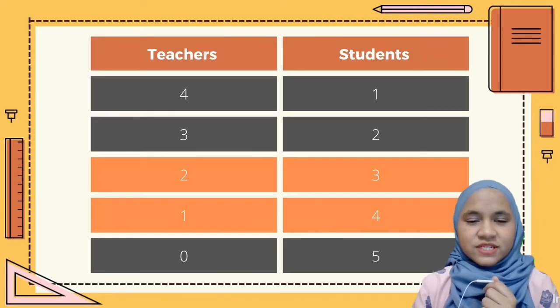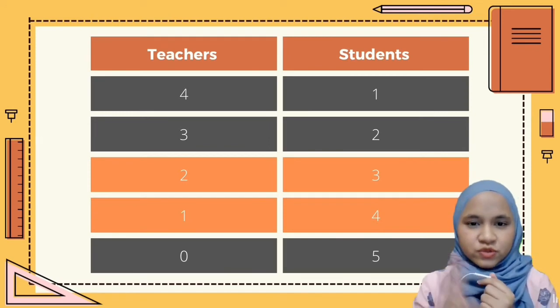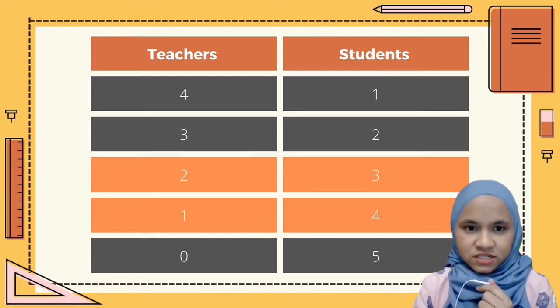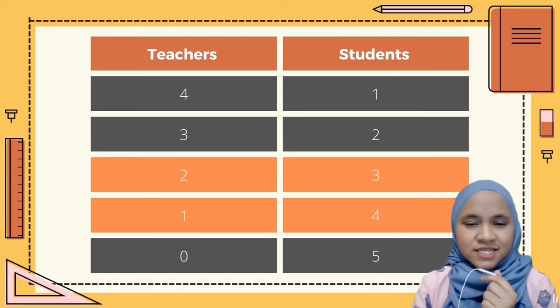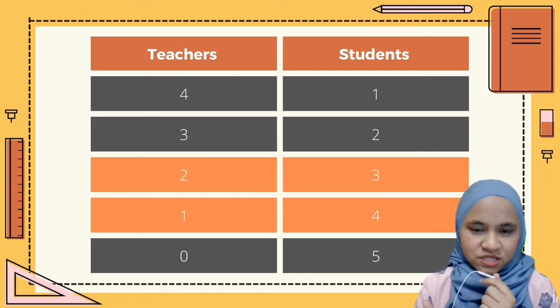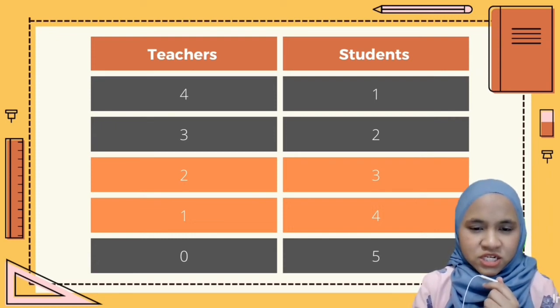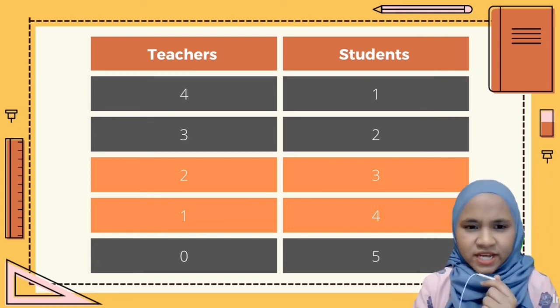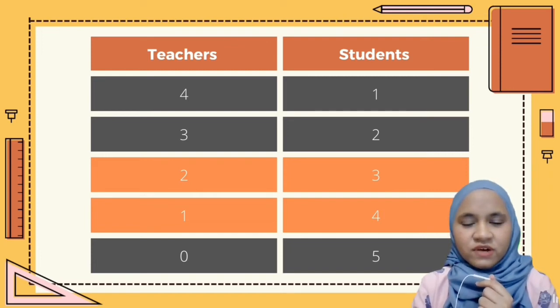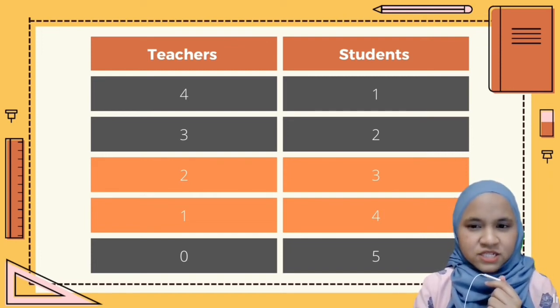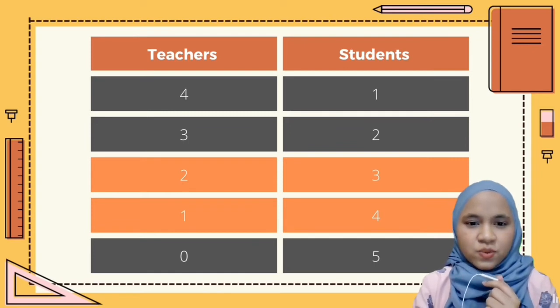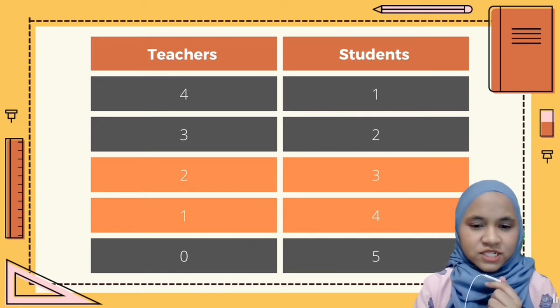Now, let's try to satisfy the conditions. There are actually 2 conditions. The first one is there must be more students than teachers. So, which among the list satisfy this condition? Eliminate 4 teachers and 1 student because there are fewer students than teachers. The same goes for 3 teachers and 2 students. The other condition is at least 1 teacher. That means 0 teachers and 5 students must be eliminated because there is no teacher in that committee. So, this one does not satisfy this condition.